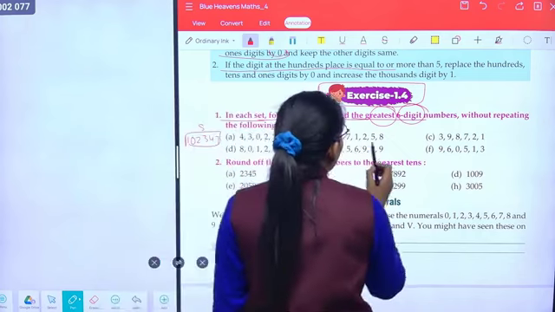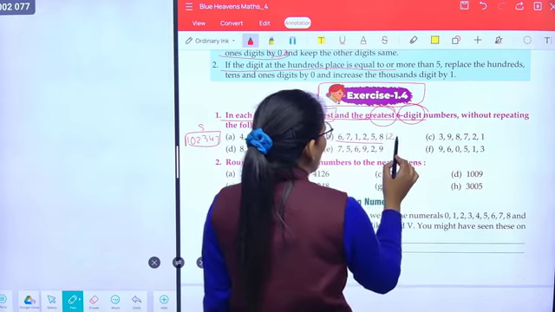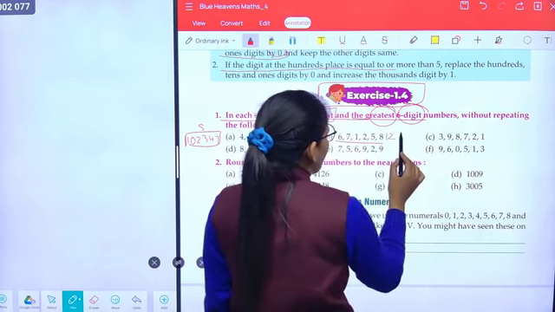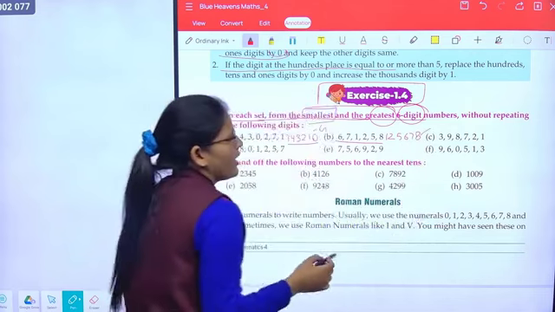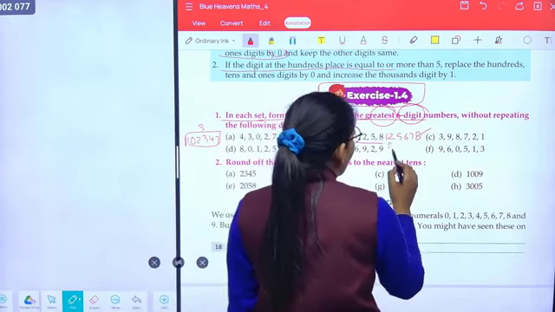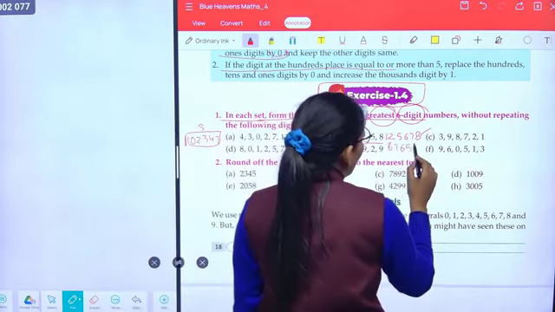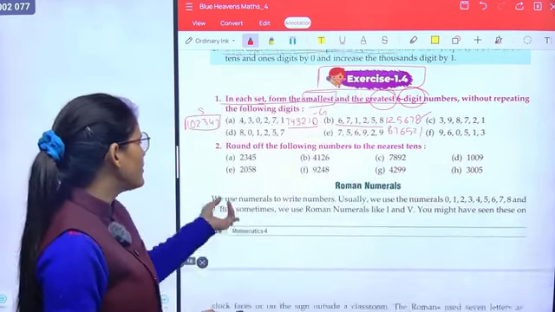Now again smallest and greatest. Now smallest is 1, 2, 5, 6, 7, 8. Okay, we use ascending order here. For the greatest, we use descending order: 8, 7, 6, 5, 2, 1. Understand? Rest of the parts, do yourself.